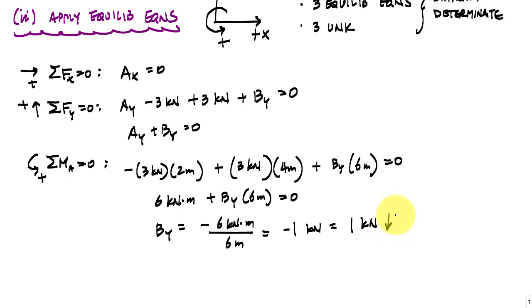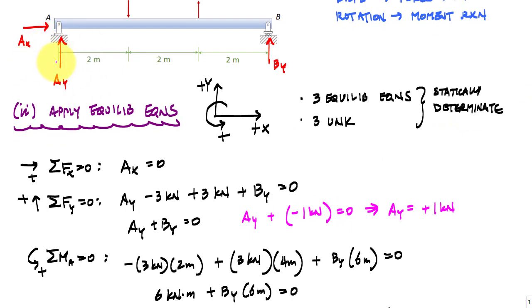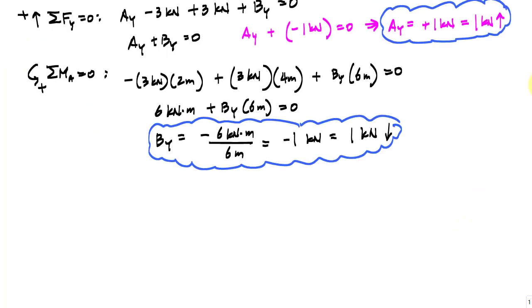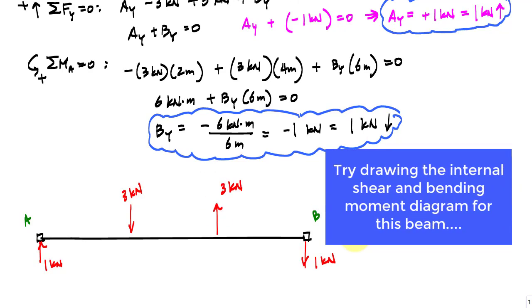And then when I go back and substitute into the sum of the forces in y, I'll get AY plus negative 1 kilonewton equals 0. And that tells me AY is positive 1 kilonewton. That positive means that the way I drew AY initially pointing up is good, and so that's just 1 kilonewton pointing up. And I can redraw the entire beam with support reactions drawn in. And this would be my beam with the support reactions drawn in.